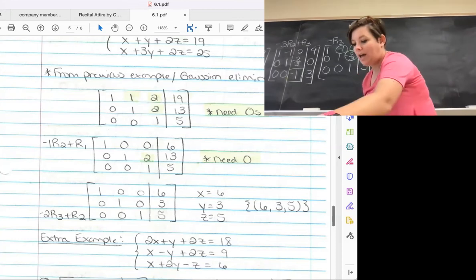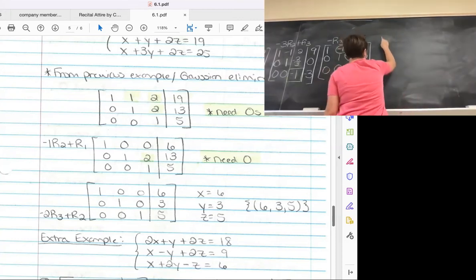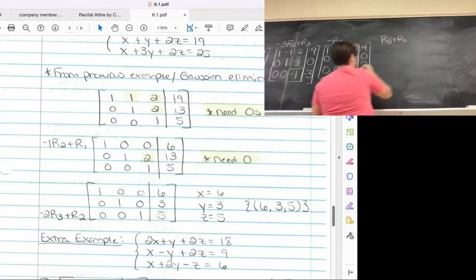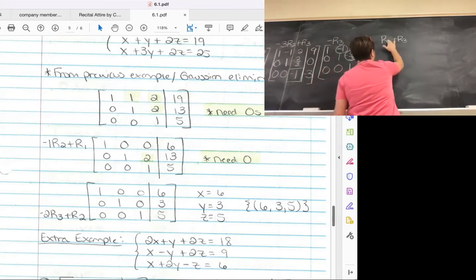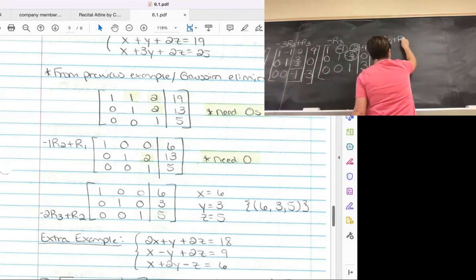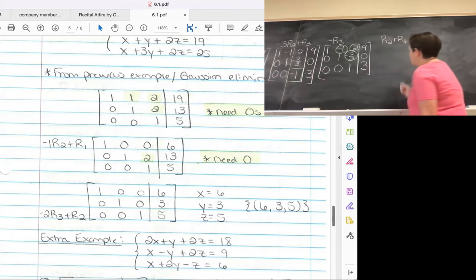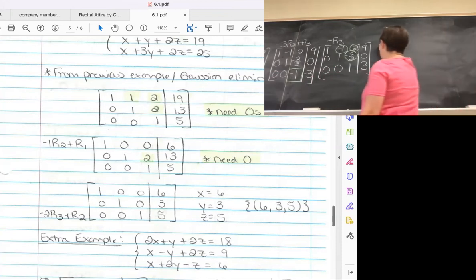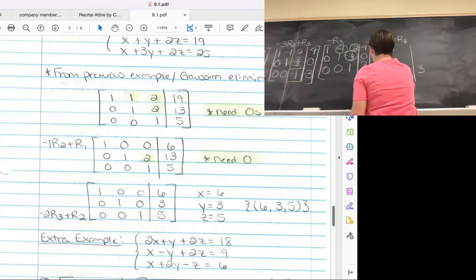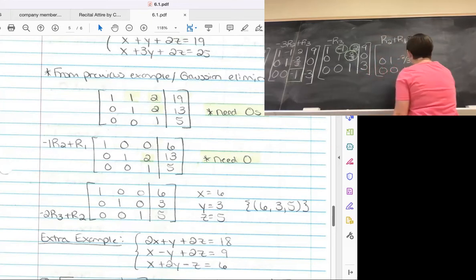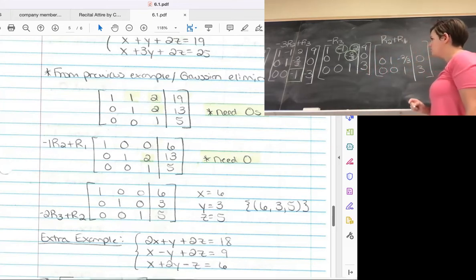I'm going to just simply add row 2 to row 1. I don't have to multiply by anything, because simply by adding them together, I'm doing row 2 to row 1, and I'm replacing row 1. So row 3 stays, row 2 stays, and it's row 1 that's going to change.